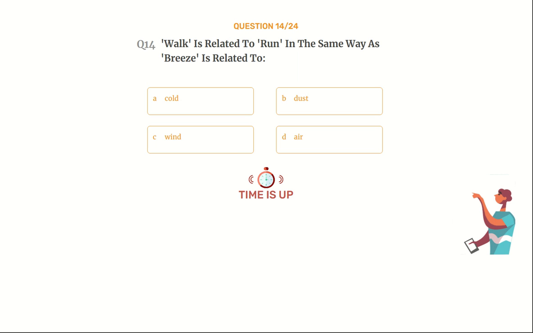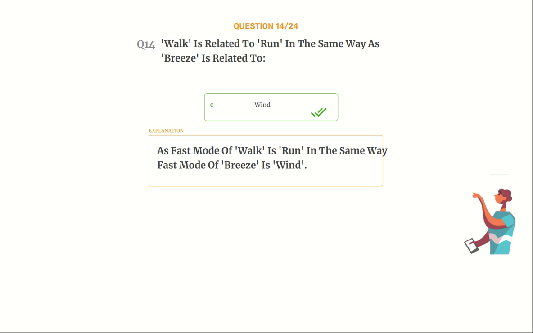The correct answer is option C. Wind, as the fast mode of walk is run, in the same way the fast mode of breeze is wind.